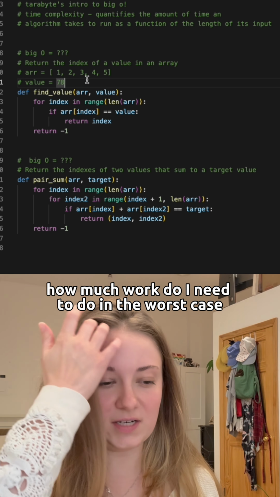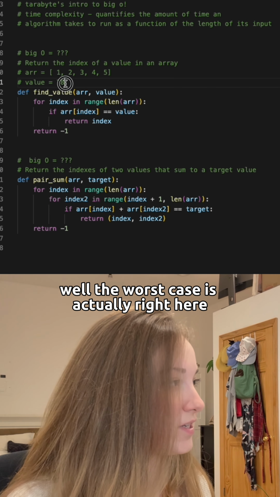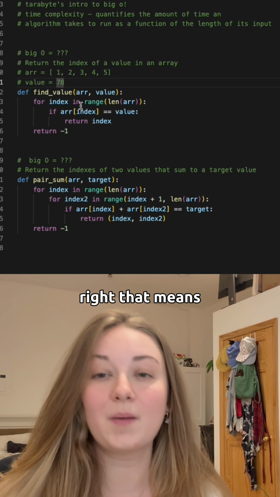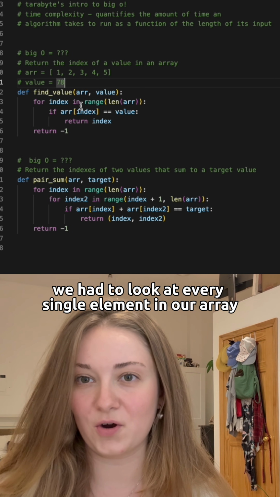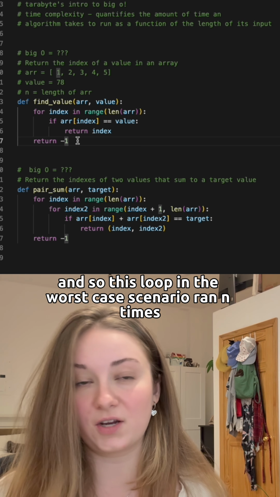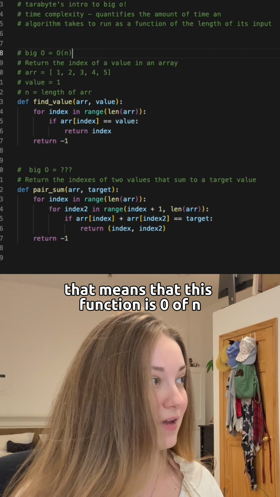How much work do I need to do in the worst case? Well, the worst case is if the value is 78 and it's not in the list at all, right? That means we had to look at every single element in our array before returning. And so this loop, in the worst case scenario, ran n times. That means that this function is O of n.